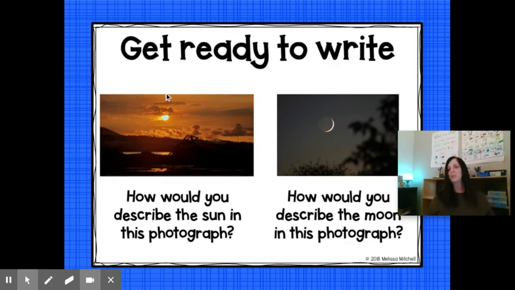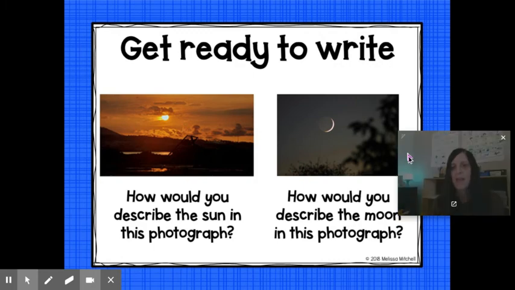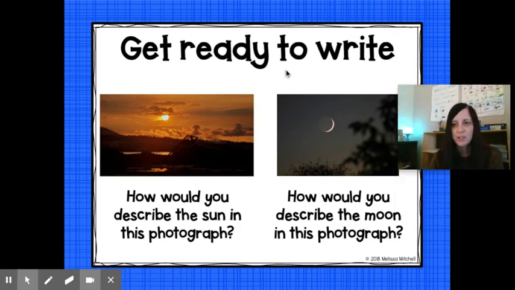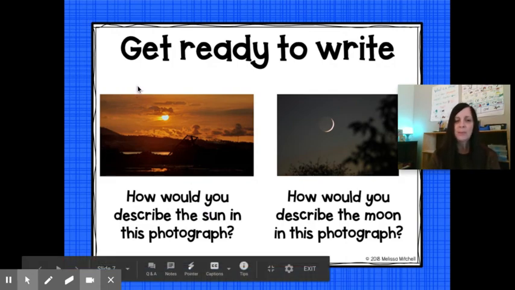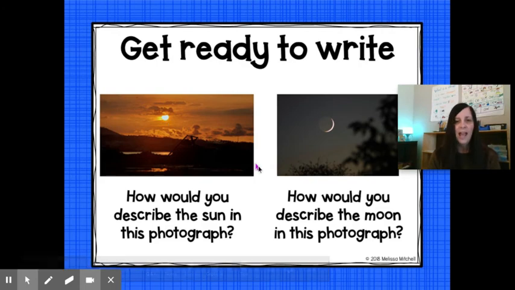So what you're going to do today, friends, is these are two new pictures of the sun and the moon, and these are posted on our Google Classroom. And remember how we talked about adjectives this week? You're going to use adjectives, which is describing words, to describe these two pictures. So it asks, how would you describe the sun in this photograph? And then how would you describe the moon in this photograph?